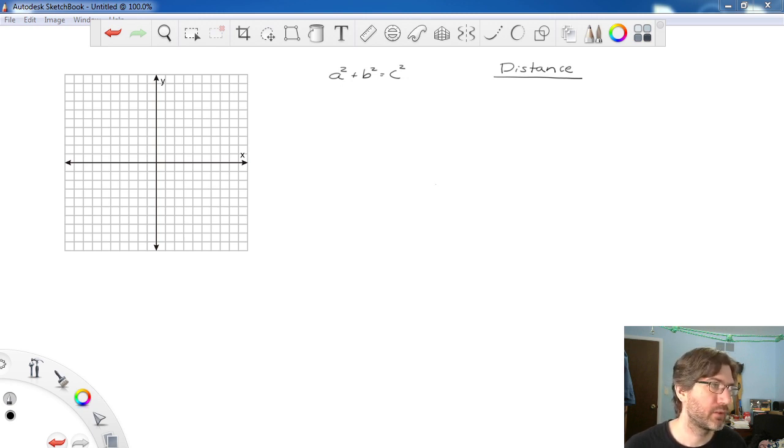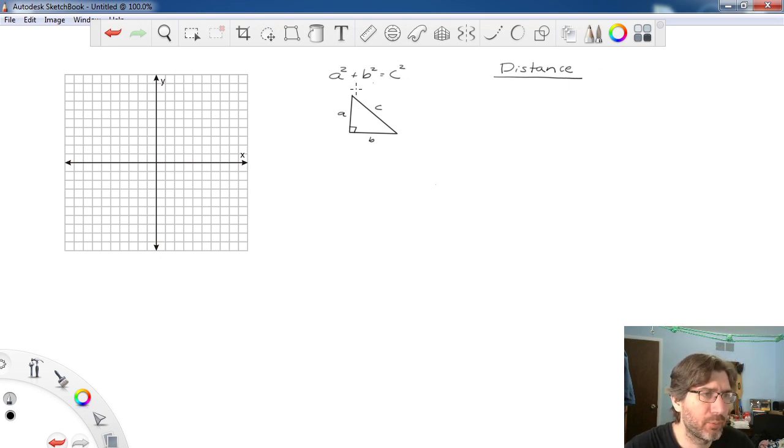So what I've got on here is a coordinate plane, and your Pythagorean theorem from yesterday. And if you recall, the Pythagorean theorem states that for a right triangle, the best right triangle I can draw, you have A here, B here, and your hypotenuse, or the longest side, the side opposite that right angle, is C.